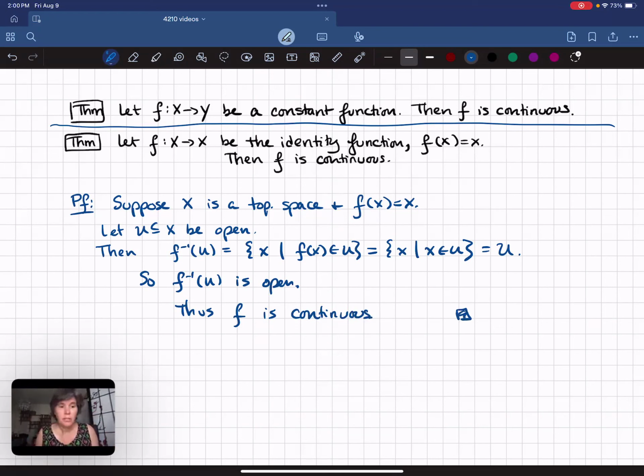Okay, so it is useful to know that no matter what topological spaces you have, if you have a function going from one topological space to possibly a different one, any constant function is continuous. And then if you have a function going from a space to itself and it's the identity function, then that is also always continuous.